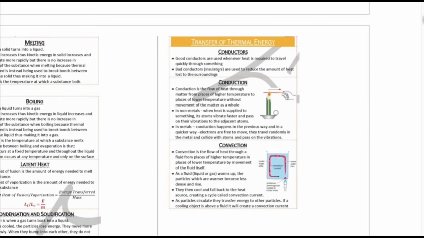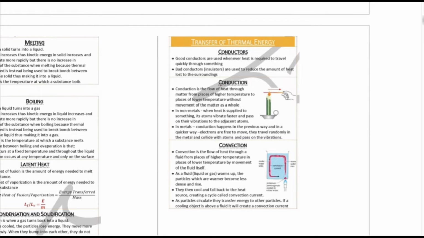Bad conductors, like insulators, are used to reduce the amount of heat lost to the surroundings. So for example, a paper cup or polystyrene cup. They are bad conductors. Because of that, the heat from our drink doesn't get lost easily to the surroundings. So they can keep the drinks hot.